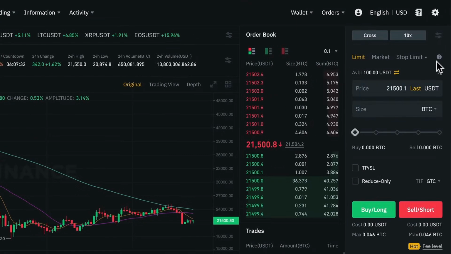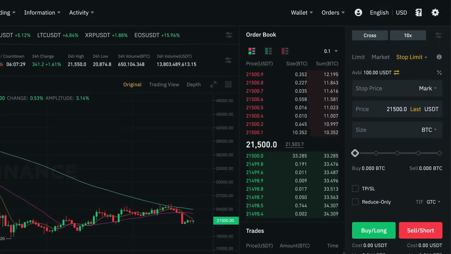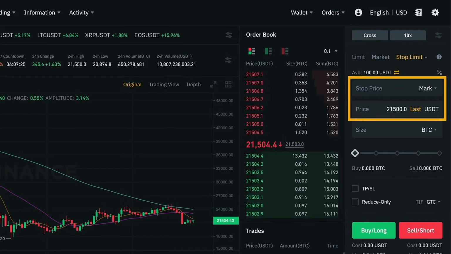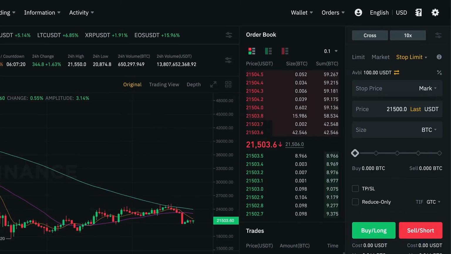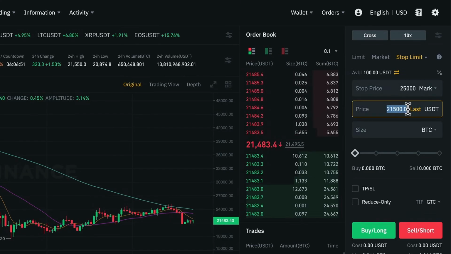There's also something called a stop limit order. With a stop limit order, we're able to set a price range for where we'd like to open our position. So for example, we can tell the system that we want to go long when the Bitcoin future price goes up to $25,000 and we are willing to buy in at any price between $25,000 and $26,000.